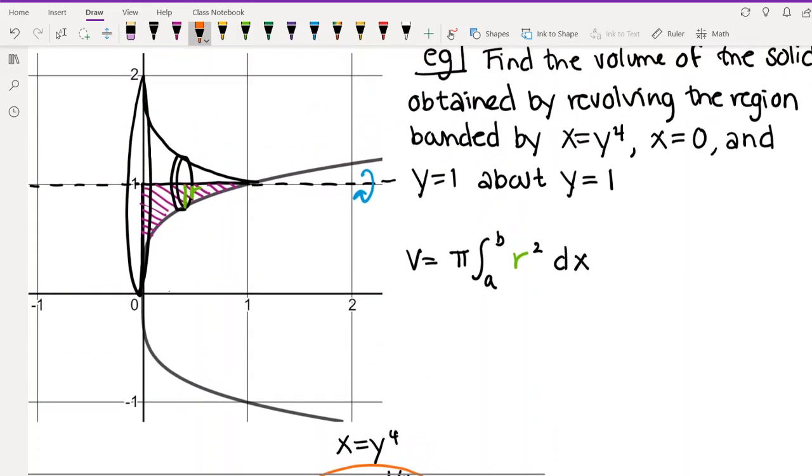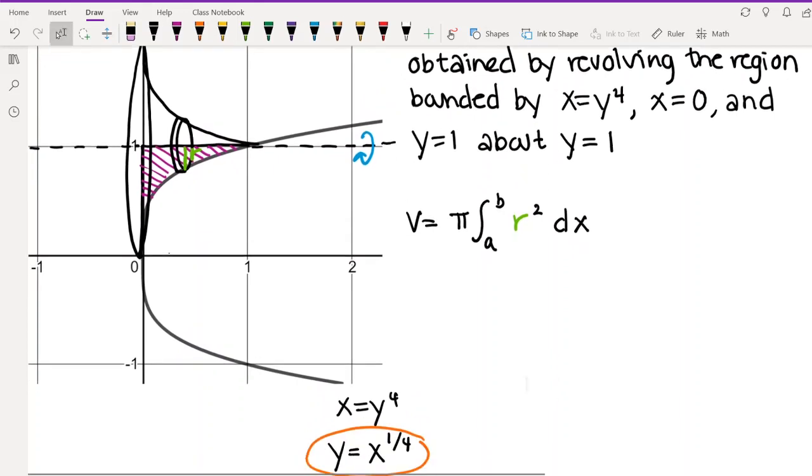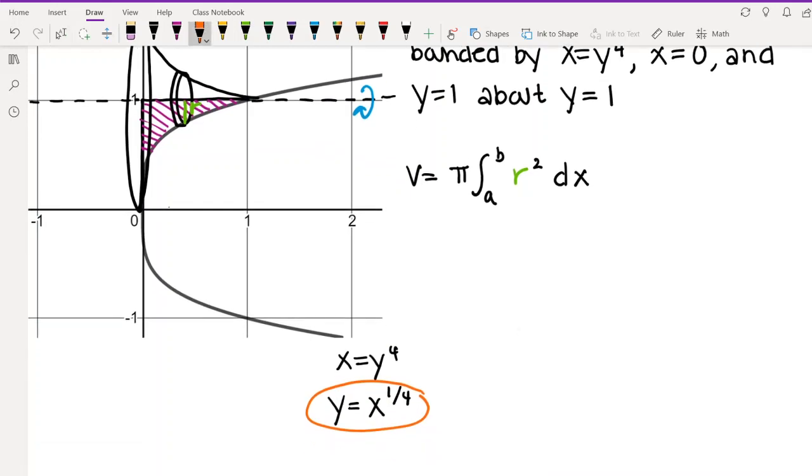Okay, so how would we go about finding this radius? Well, let's think first about what y equals x to the 1/4 would give us. What distance would that give you? That would give you this distance, right?